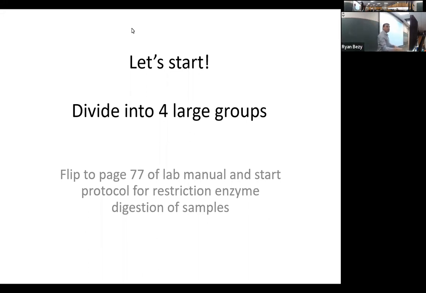Then you're going to turn to page 77 in your lab manual and start the protocol for doing a restriction digest. Do I have 77?